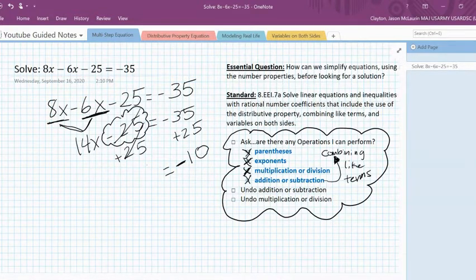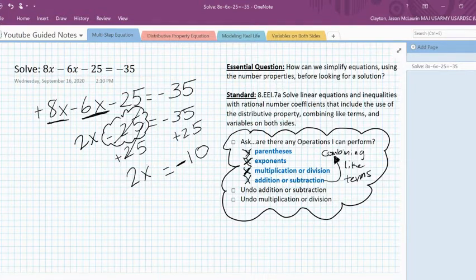And I realize I made a mistake here. I don't have a 14x. I have a positive 8 and a negative 6, which actually results in a positive 2x. So I bring down my 2x. And this just goes to show you, everybody makes mistakes. As long as we catch them and can learn from them, that's the issue. Pay attention. That's a note to Mr. Clayton. So 2x equals negative 10.